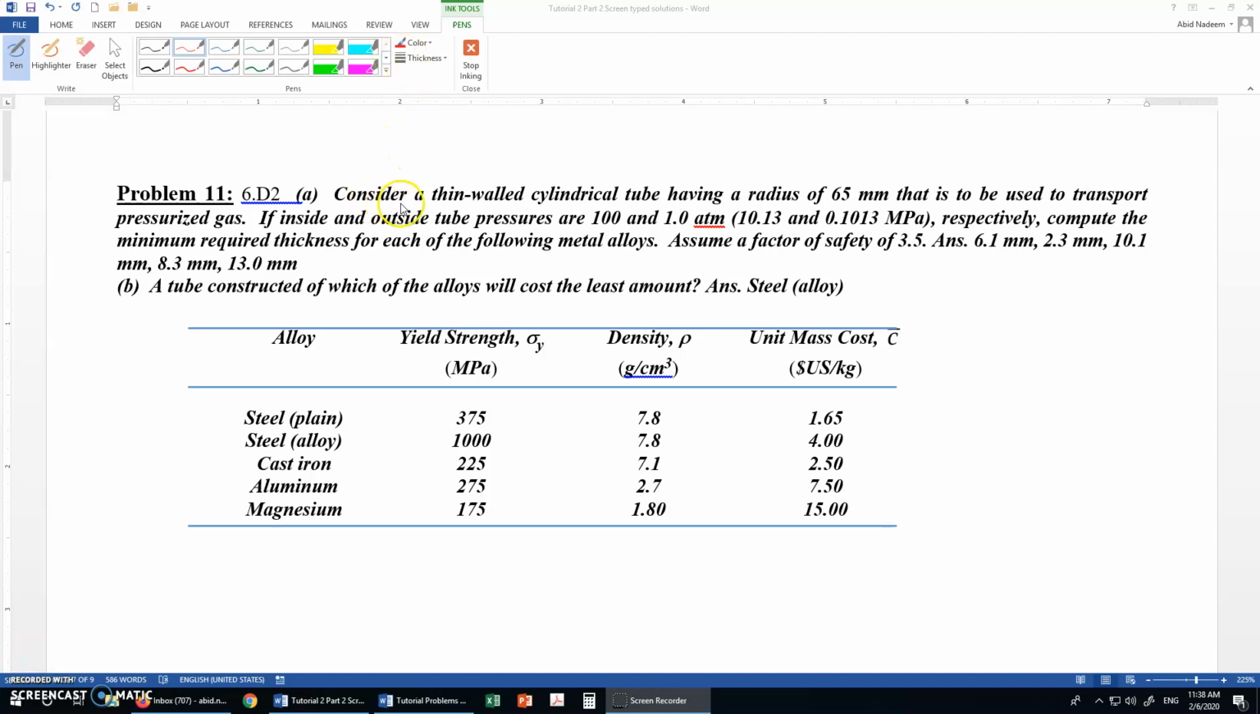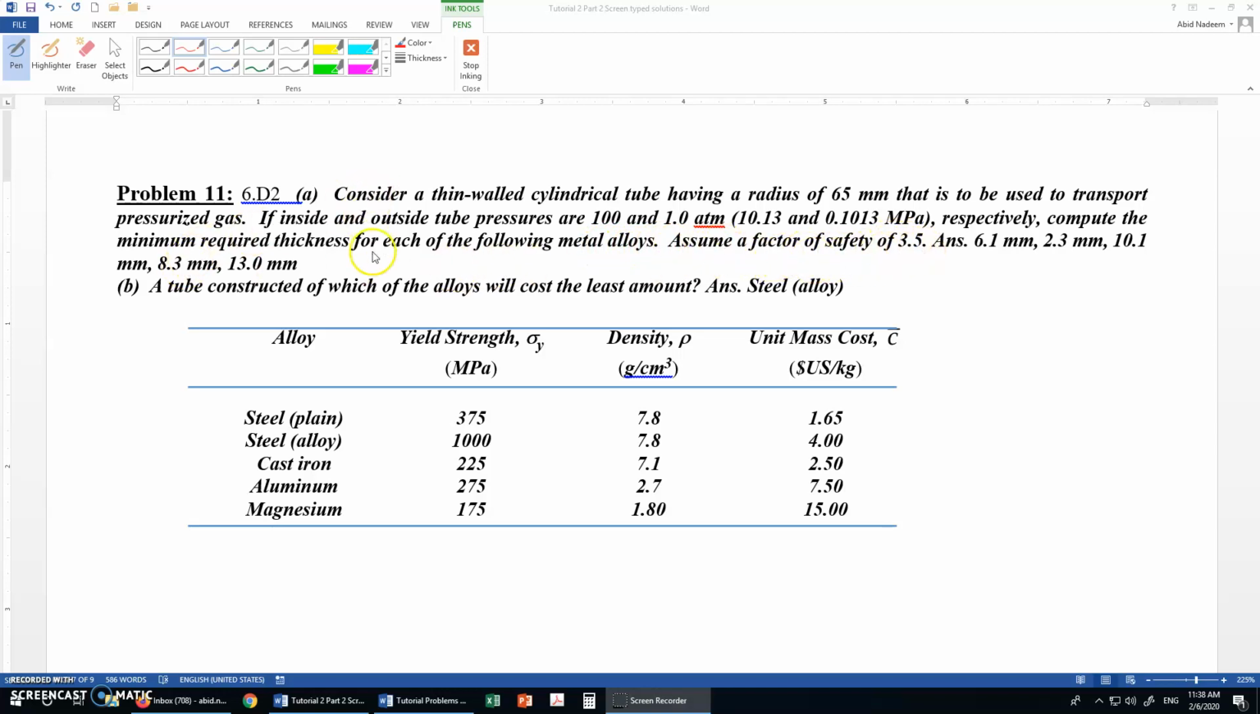Problem 11. Consider a thin-walled cylindrical tube having a radius of 65 mm that is to be used to transport pressurized gas. If inside and outside tube pressures are 10.13 and 0.1013 megapascal respectively, which are equivalent to 100 and 1 atmosphere, compute the minimum required thickness for each of the following metal alloys. Assume a factor of safety of 3.5.